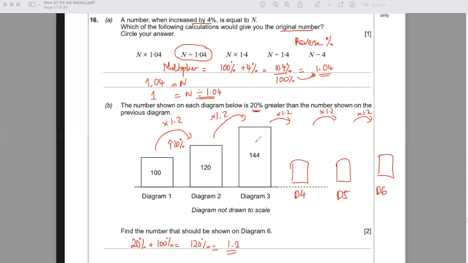Okay, so what you've done there is 144 times the multiplier, times the multiplier, times the multiplier. So 144 times 1.2 times 1.2 times 1.2. And in my calculator, that was 248.832, and that is your final answer.